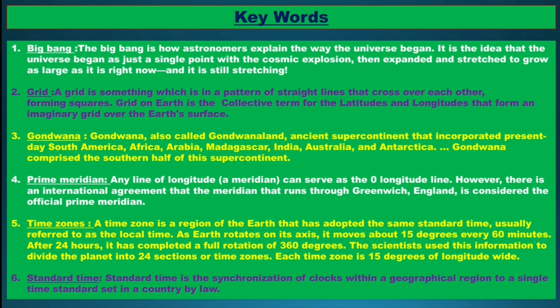As the earth rotates on its axis, it moves about 15 degrees every 60 minutes. After 24 hours, it has completed a full rotation of 360 degrees. The scientists used this information to divide the planet into 24 sections or time zones. Each time zone is 15 degrees of longitude wide. Sixth, standard time. Standard time is the synchronization of clocks within a geographical region to a single time standard set in a country by law. These are the most important keywords. Once again, go through this one.